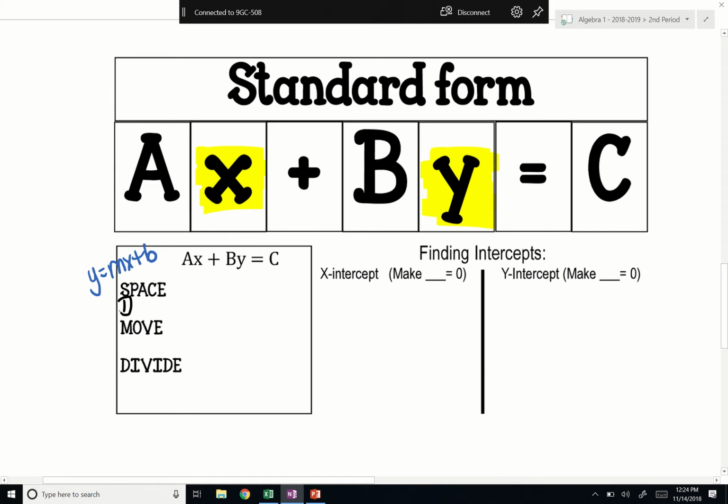Space, move, divide. So space is 1. That means move space out my constant. 2 is move. So that means I'm moving my what? And 3 is divide. So I'm dropping and dividing by y. Does that make sense? Okay, so let's see if we can do this with all these letters.